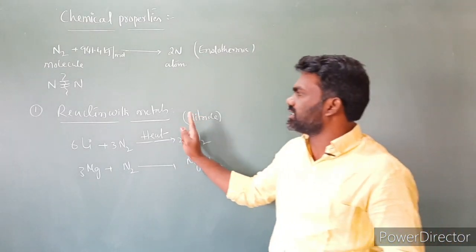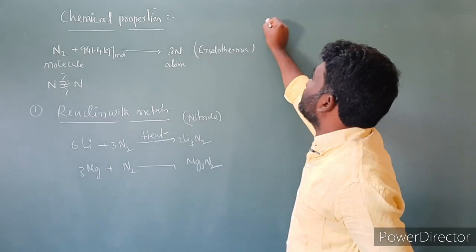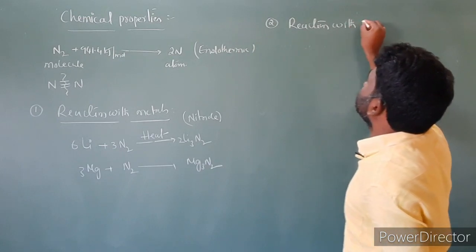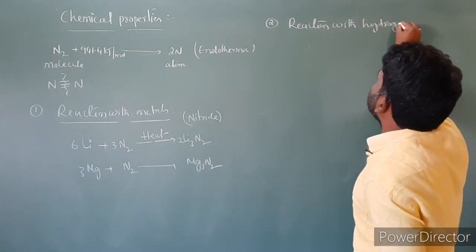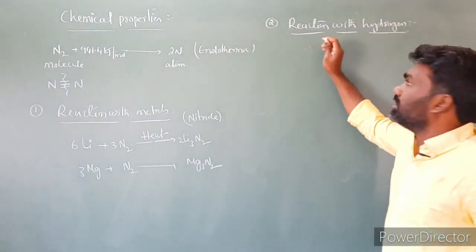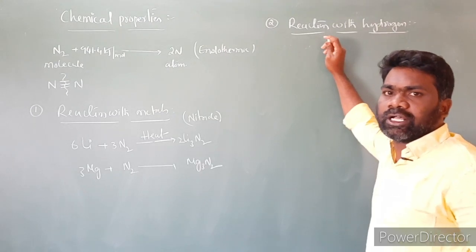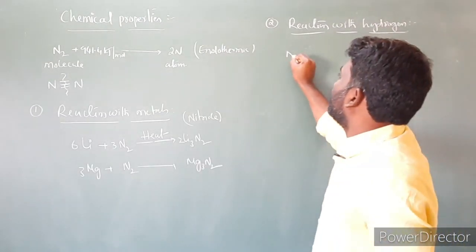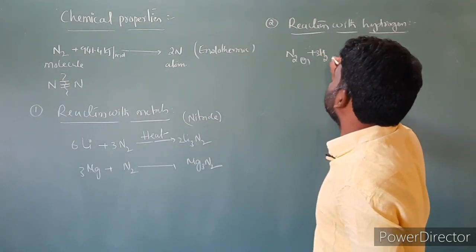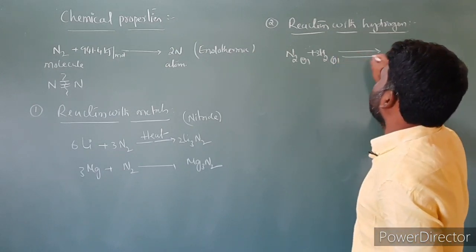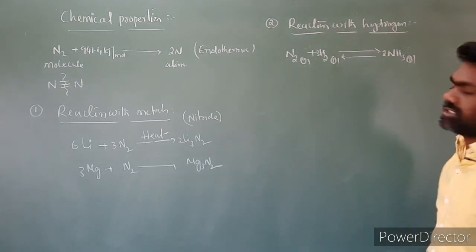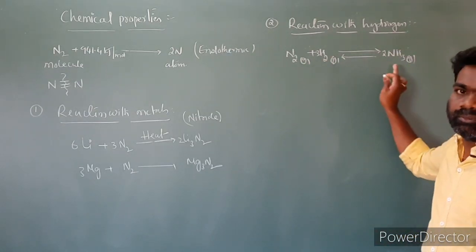In that, the first one is reaction with metals. The second one is reaction with hydrogen. Nitrogen reacts with hydrogen and forms ammonia in the Haber process. Nitrogen gas reacts with 3H2, also in gaseous form, and gives rise to ammonia, NH3, 2 moles, also gaseous. So nitrogen reacts with hydrogen to form ammonia.